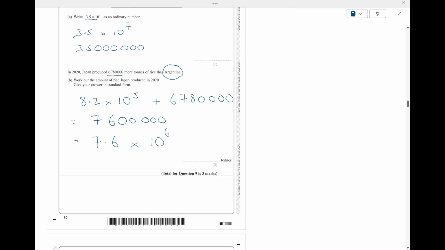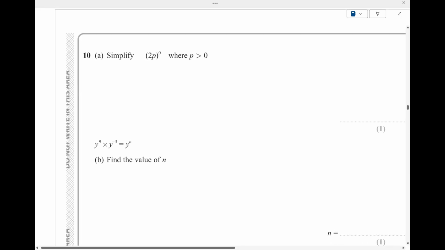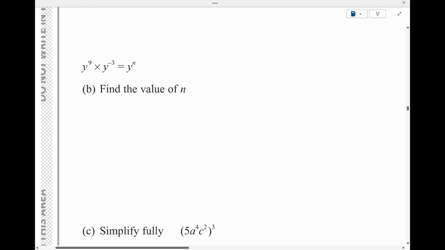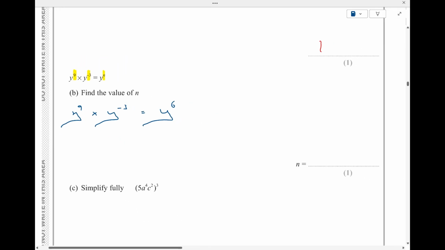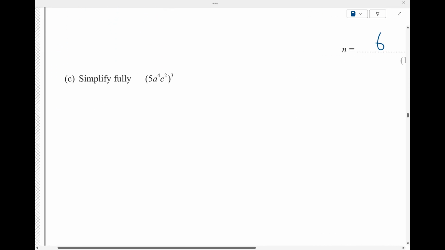Let's have a look at question 10. Oh, something to the 0. Well, something to the 0 is always 1. y to the 9 times y to the power of minus 3 is y to the what? What are the rules of indices? What do you do to those powers? You add them, don't you? So y to the 9 times y to the power of minus 3 is equal to y to the 6. So n is 6.